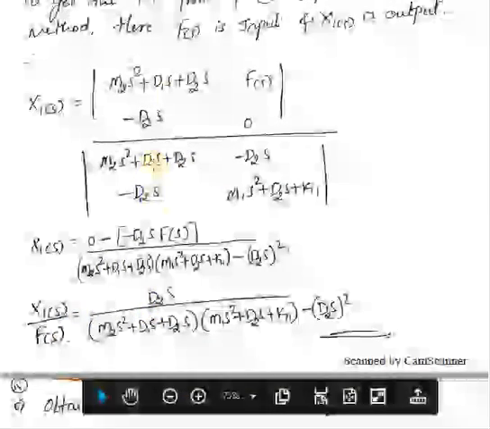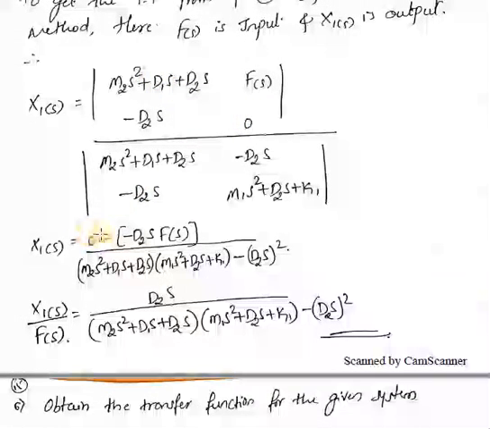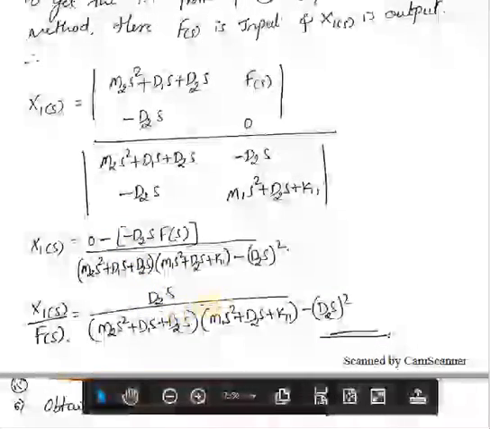So we will get, while cross multiplying this term into this term, 0 minus this into this. Already it is with a minus sign, so minus d2s into f of s. Minus into minus becomes plus. So this is the final transfer function.